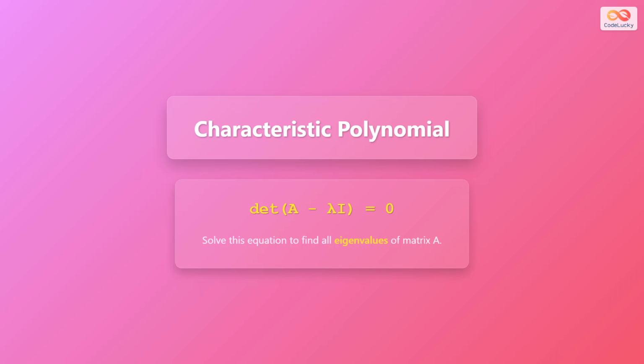To find the eigenvalues, we need to solve the characteristic equation, which is given by the determinant of (A − λI) = 0. Solving this equation will give all the eigenvalues of matrix A.